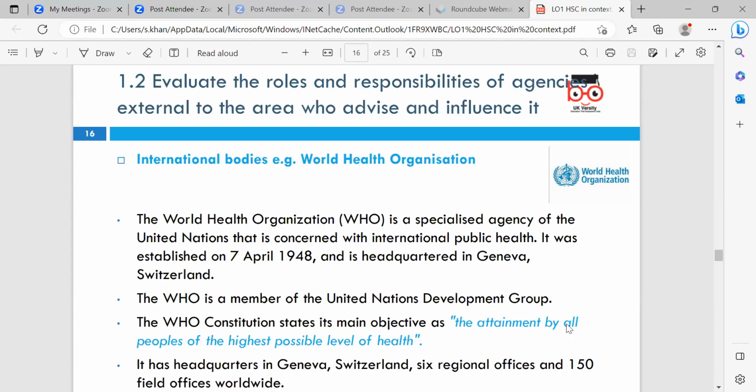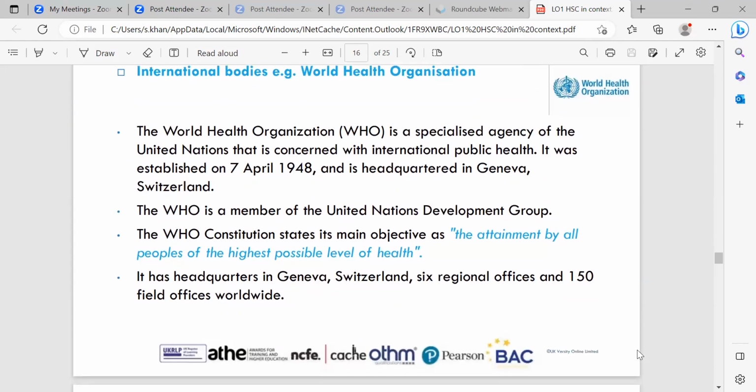The World Health Organization is a member of the United Nations Development Group. Its Constitution states its main objective as the attainment by all peoples of the highest possible level of health. It has headquarters in Geneva, as mentioned earlier, 6 regional offices and 150 field offices worldwide. It's there mainly to promote health, keep the world safe and serve the vulnerable. Their goal is to ensure 1 billion more people have universal health coverage, to protect 1 billion more people from health emergencies, and provide a further 1 billion people with better health and well-being.